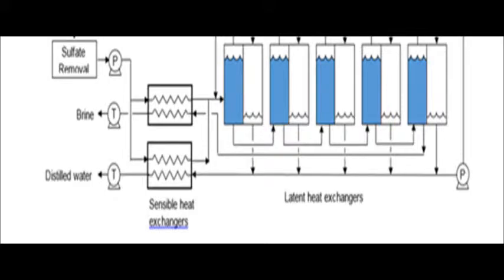Finally, the distilled water and brine will exit at a high temperature and pressure and will pass through a turbine in order to collect some of the energy. The water is passed through the sensible heat exchanger to heat incoming seawater and exits 2.13 degrees Celsius higher than incoming seawater. The distilled water is then passed on to consumers and the brine is returned to the sea.